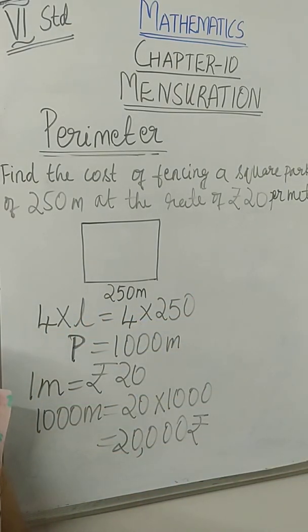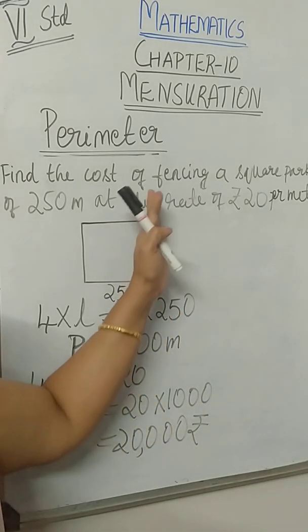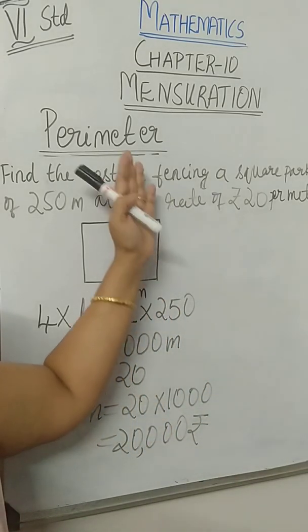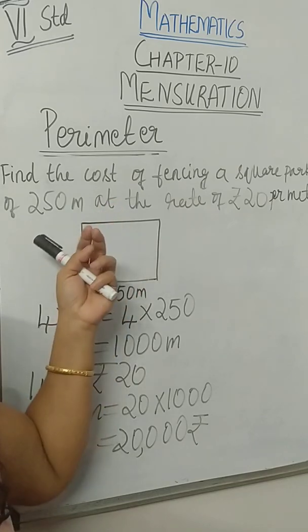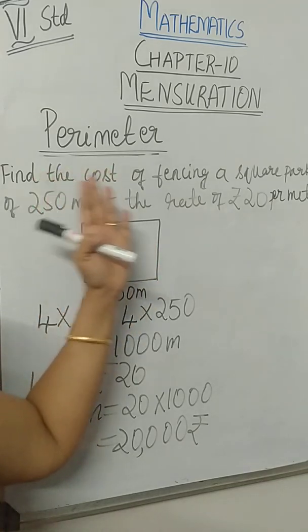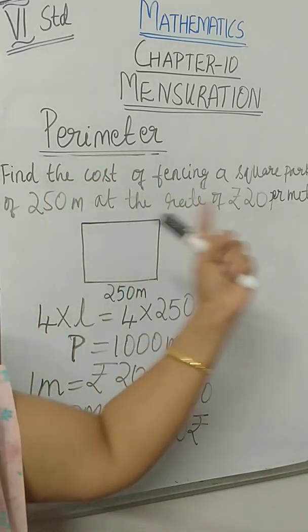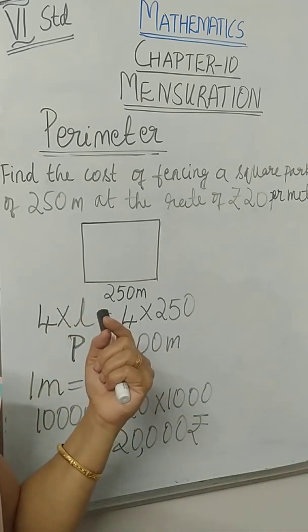Okay children, is it clear? Did you understand? This is how we calculate the perimeter. What is the use of this perimeter? Did you understand? This is the outer boundary.